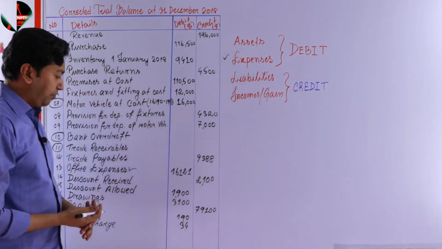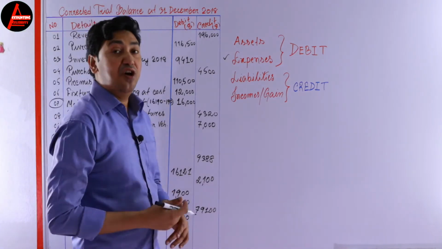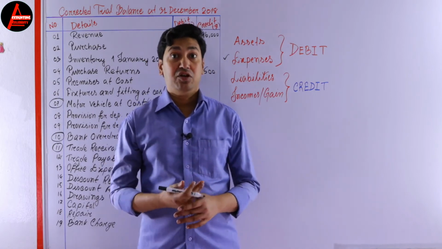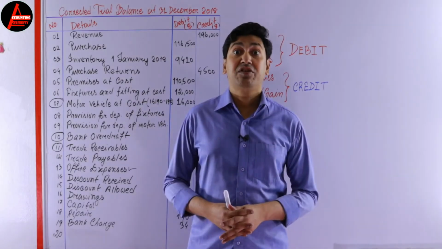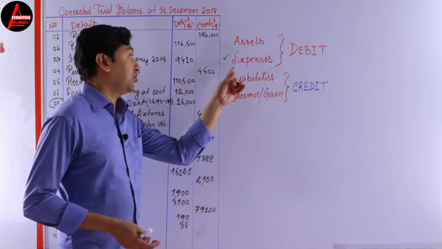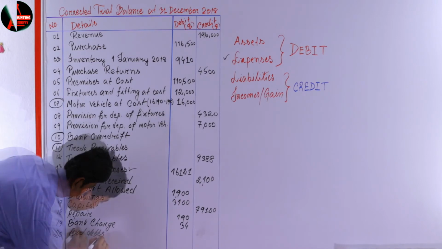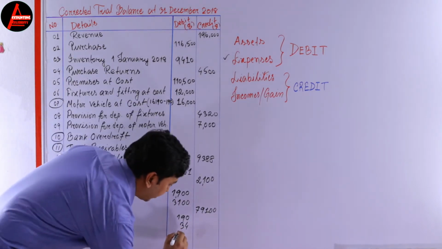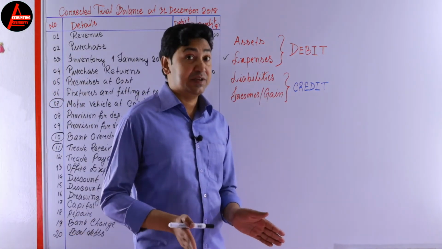Okay, so these two mistakes we discovered. Maybe now this trial balance will be balanced. Okay, so what is written in the third adjustment? Look at the question once again. A debt of $100 should have been written off as irrecoverable. Okay, so this value will not be recovered, so it is a bad debt. Okay, so you know bad debt is an expense, so it will be here in the debit side. So let us include here bad debts. Okay, so this value is here $100. Very good. So we adjusted all these 3 adjustments here in the question.